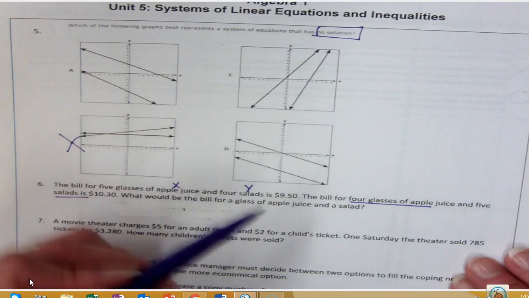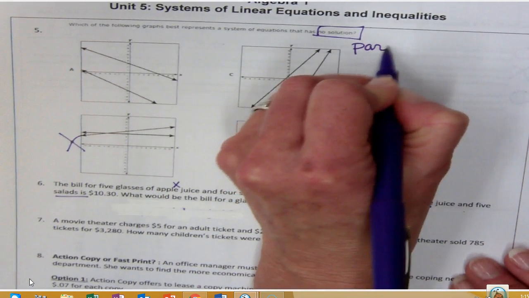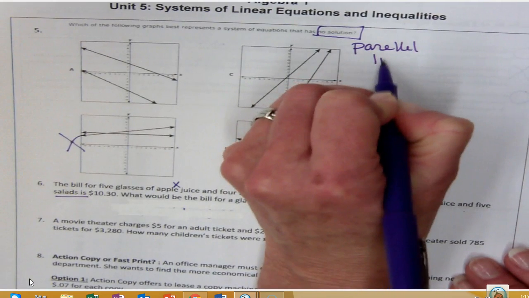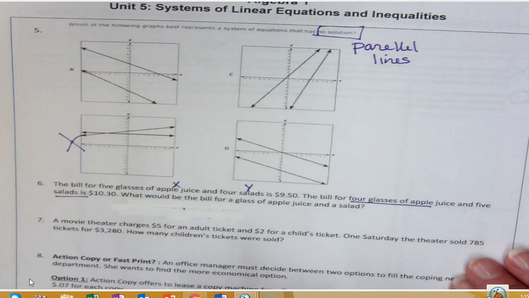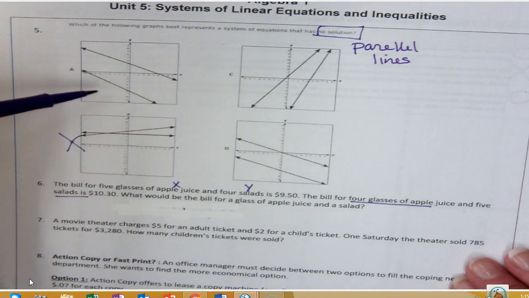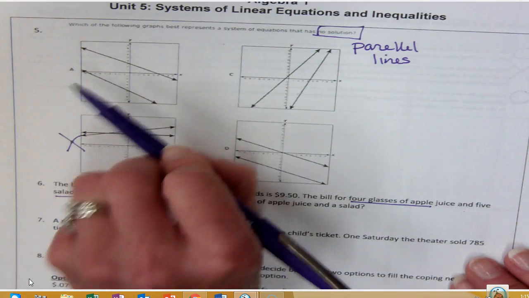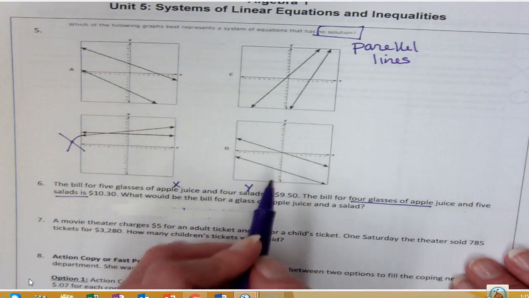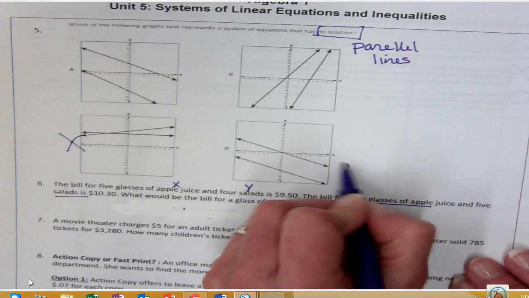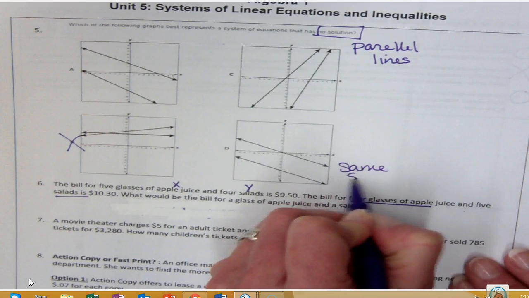What I'm looking for are parallel lines, because parallel lines never cross. These are not parallel because you can see there's a slight tilt. These are parallel, which they would have the same slope.